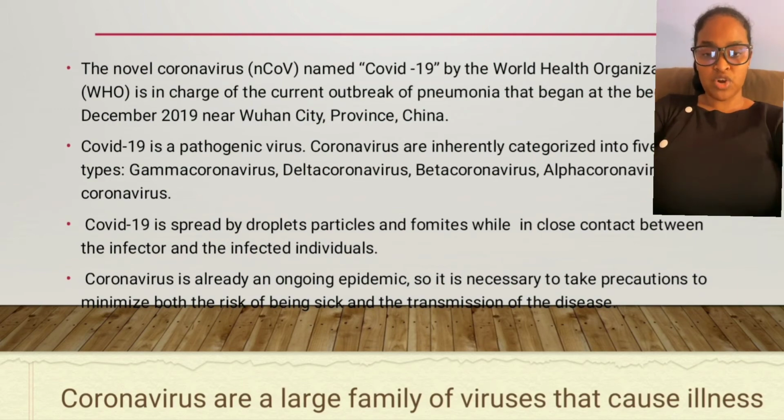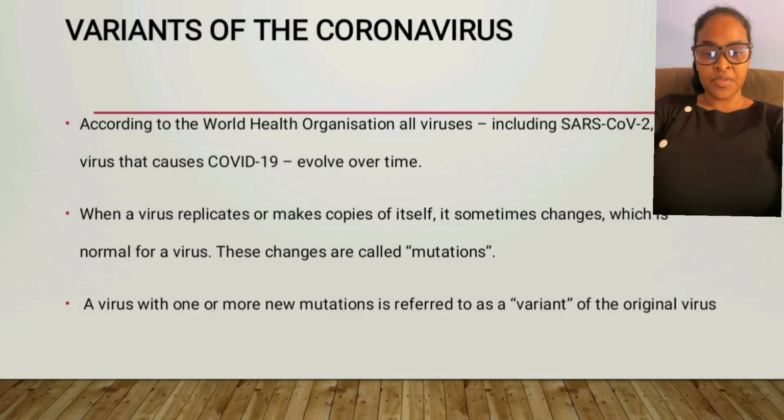What is the coronavirus? The coronavirus is an infectious disease that is caused by SARS-CoV-2 virus. We also know that the coronavirus has many variants. These variants come about when the virus replicates. We know that viruses replicate. So when they replicate, sometimes they undergo changes, genetic changes that we refer to as mutations. Now, when the virus has two or more new mutations, we refer to those as variants of the original virus.